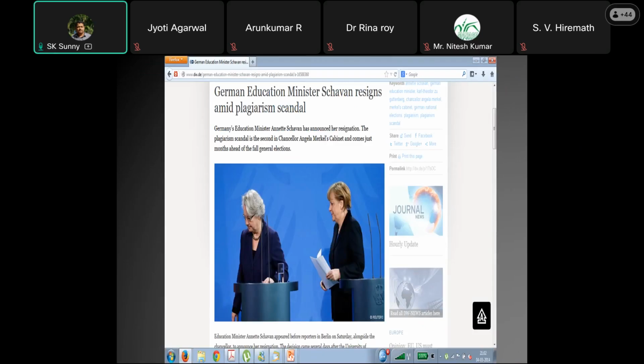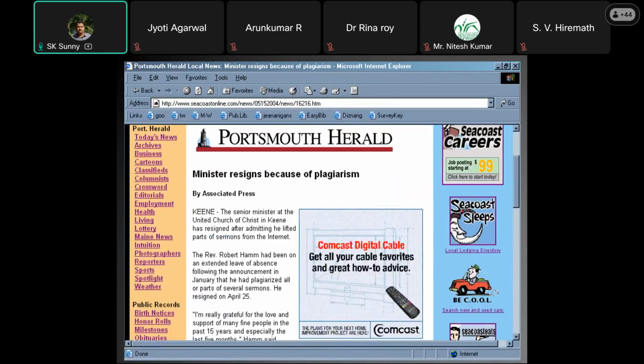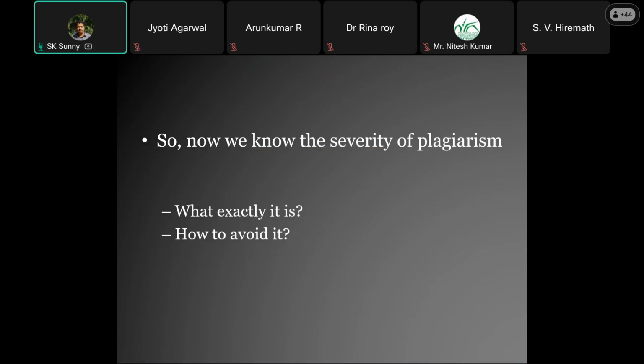German education minister resigns amid plagiarism scandal. One German minister was charged with plagiarism and the government forced her to resign. Jamia Millia Islamia researchers hit by plagiarism slur. Minister resigns because of plagiarism. So now you know that plagiarizing is something serious. Although it is not a legislative matter, it is not legally wrong or legal punishments are there, but socially and morally we have seen there are punishments. So now it's our turn to learn exactly what is plagiarism and how to avoid it.